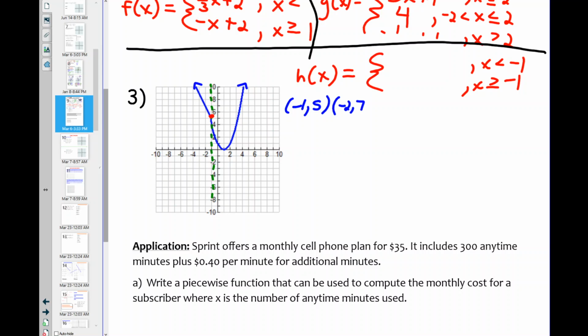Good. -2, 7. So 5 minus 7, -1 plus 2, -2 over 1. The slope is -2, and that makes sense because it's going up left and down right, so it should be negative. So I know the first part of this piece is going to be -2x.